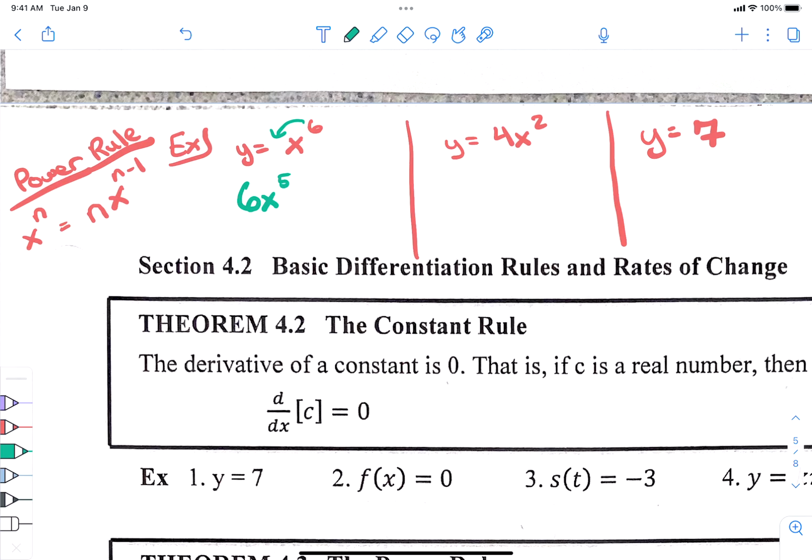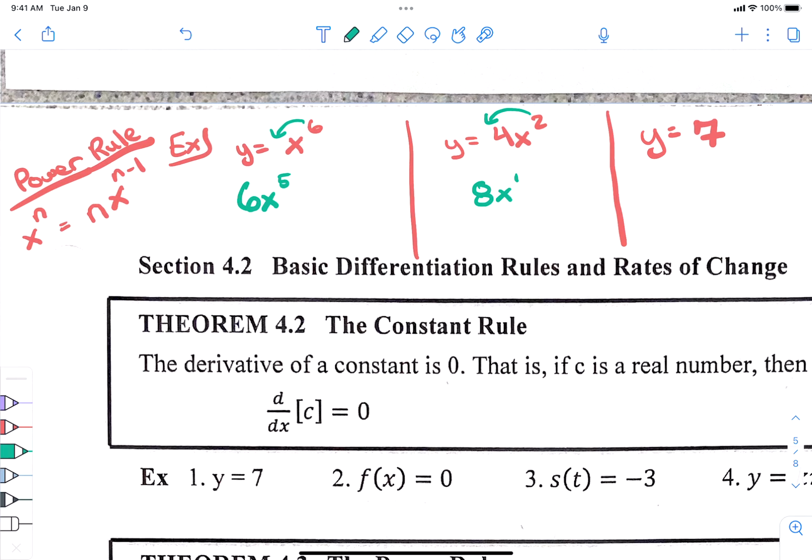Now, if we do this one, n in this case is 2. The reason why this is just a little bit harder is because there's a 4 already down in front. So if I move that 2 down in front, we multiply them together. So this one will end up being 8x to the 1st power. We move the n down in front, and then we subtract from the exponent, and that is all.